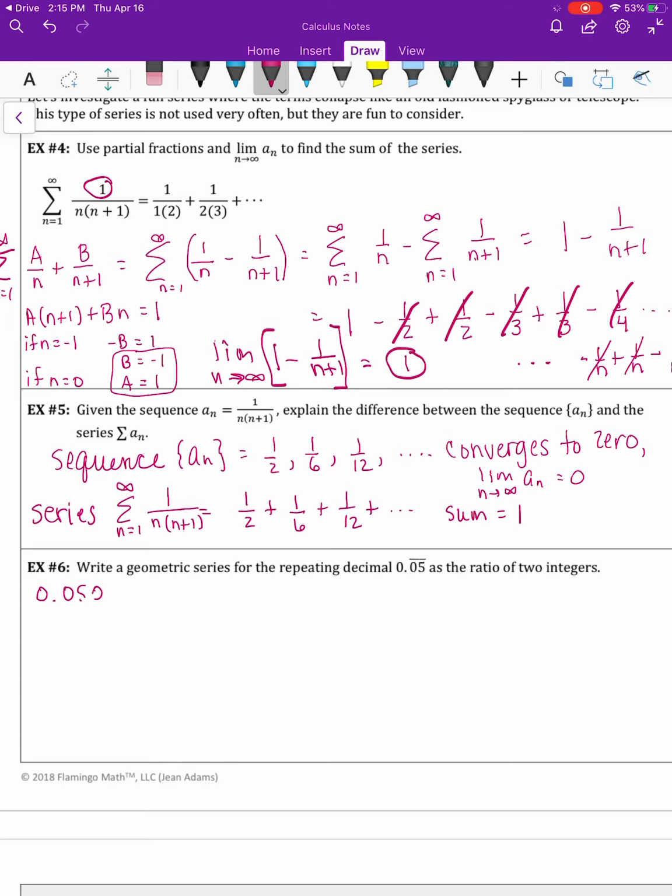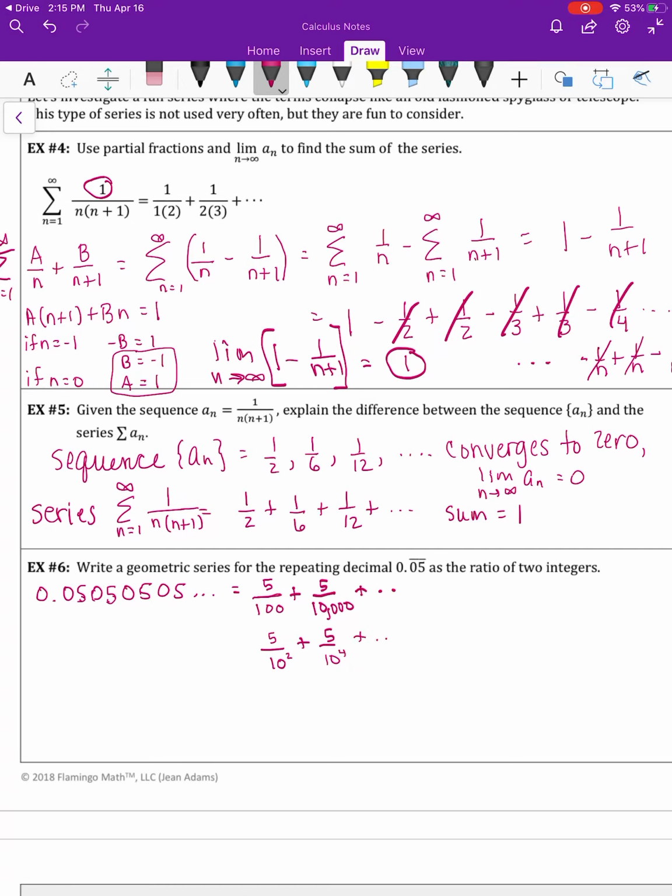Okay, example number 6. Write a geometric series for the repeating decimal 0.05 repeating as the ratio of 2 integers. This is very, very interesting. If you had that number, it would be 0.05, 0.05, 0.05, ... And so let's think about what that would look like. Because I know that this first one is 5/100ths, which another way to write that would be 5 over 10 to the 2.